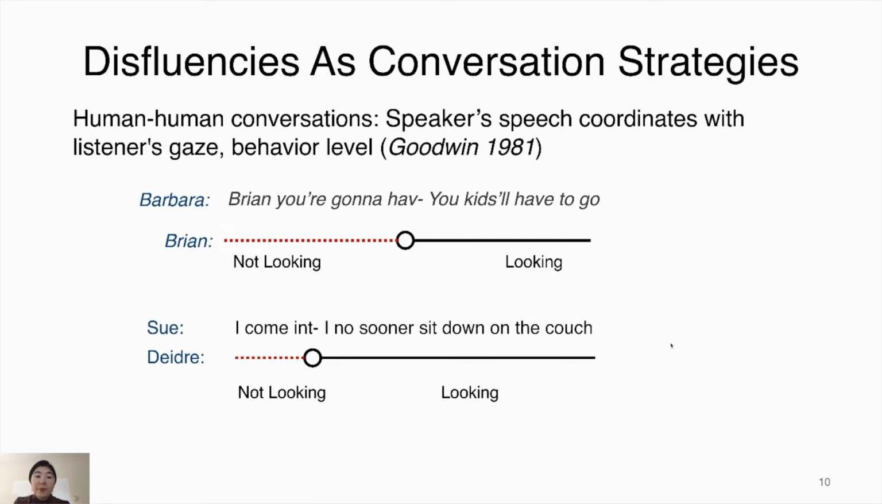For example, here, Barbara and Brian. Barbara is the speaker. She's saying, Brian, you don't have your kids that have to go. So she had the disfluency, which is a self-correction in the middle, which attracts Brian's gaze. Brian wasn't originally looking at Barbara, but he hears something disruptive in the middle, which attracts his attention. So here we're saying that disfluencies are not mere cognitive generation errors. Sometimes they are also used as strategies to attract each other's attention. You may not realize that you're doing that all the time, but a lot of the time it's subconscious that you're using these strategies.